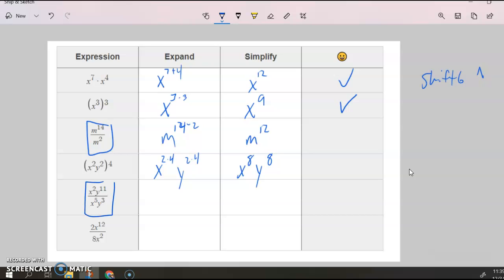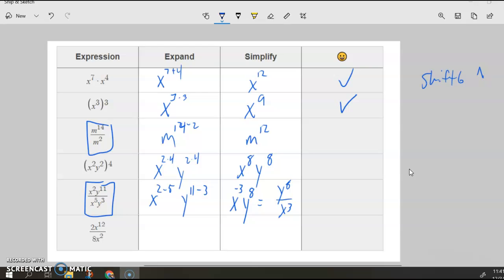Here we have the quotient rule. What you're going to see is if I subtract 2 minus 5, we're going to end up with a negative number. So x is to the 2nd power minus the 5th power, and y is to the 11th power minus the 3rd power. And we get x to the -3, y to the 8th. We would like to rewrite these without negative exponents, and so if you remember, and we'll look at this a little more later, it's y to the 8th over x to the 3rd.